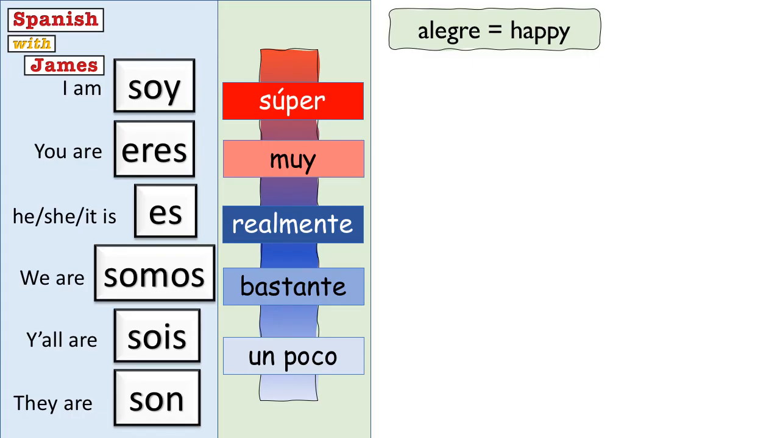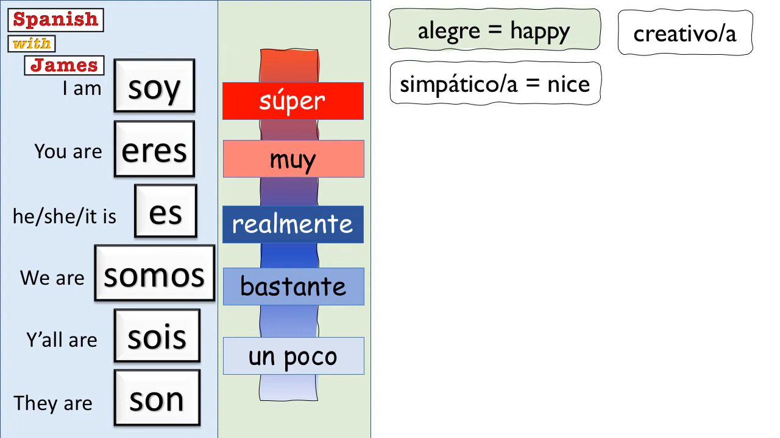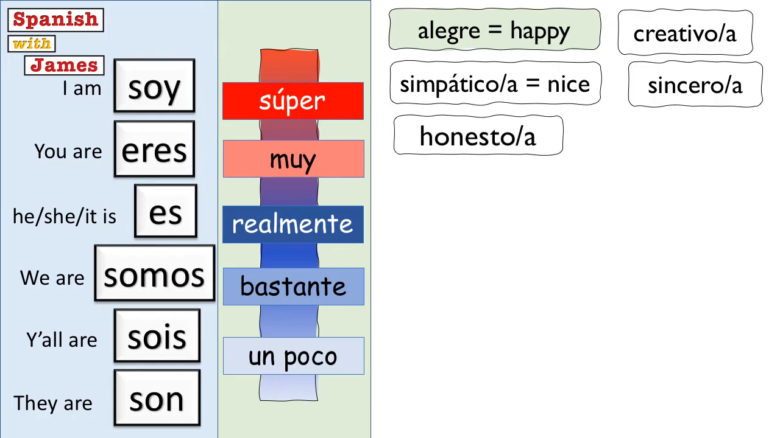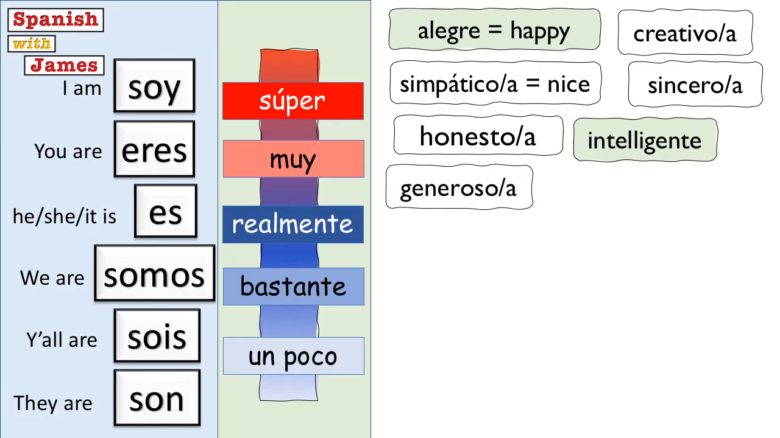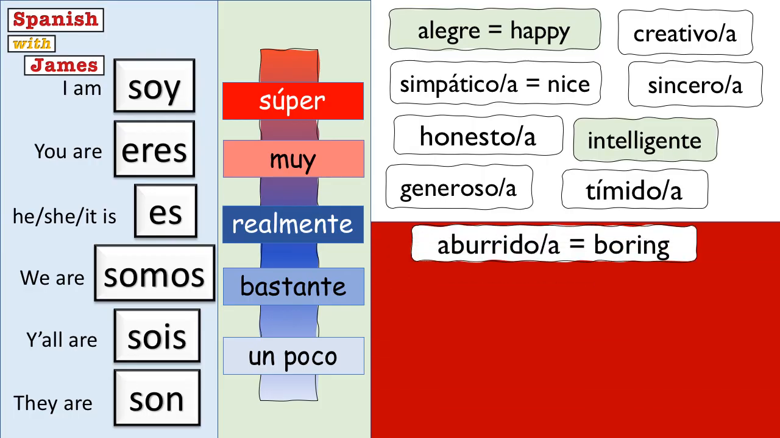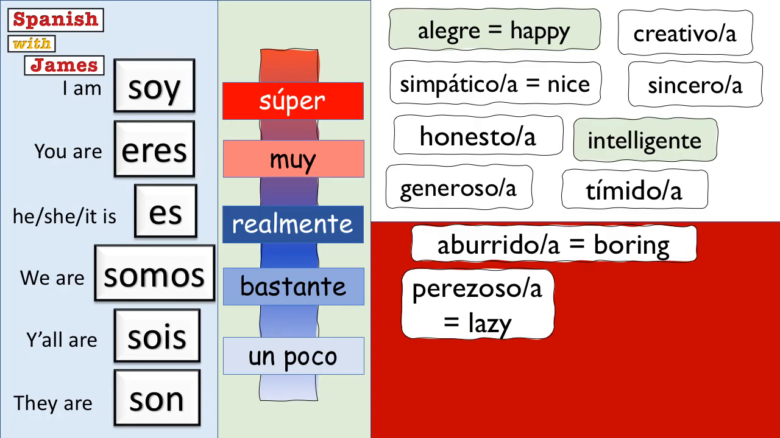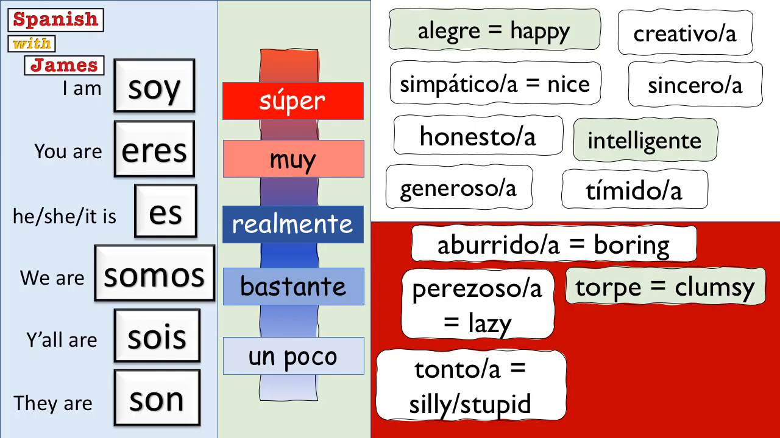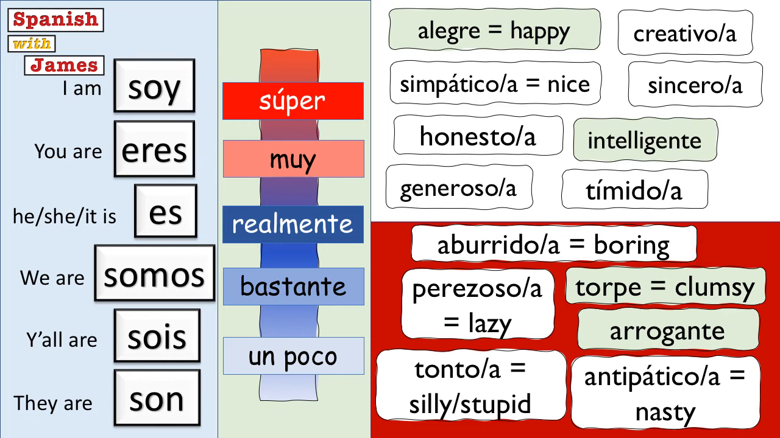adjectives. Alegre, which means happy, creativo, creativa, creative, simpático, simpática, nice, sincero o sincera, sincere, honesto o honesta, honest, inteligente, generoso, generosa, tímido o tímida, and then some negative ones, aburrido, aburrida, perezoso, perezosa, torpe, tonto o tonta, arrogante y por último, antipático o antipática.